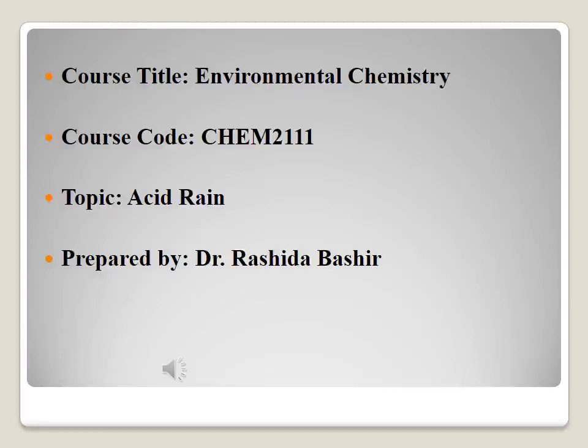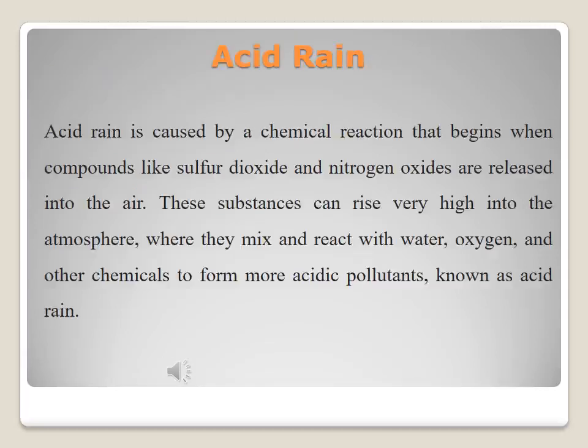Bismillahirrahmanirrahim. Today we are going to discuss a worldwide environmental problem called acid rain with reference to environmental chemistry. Here we discuss the major sources and mechanism of acid rain, about its control and its effect on building and vegetation.